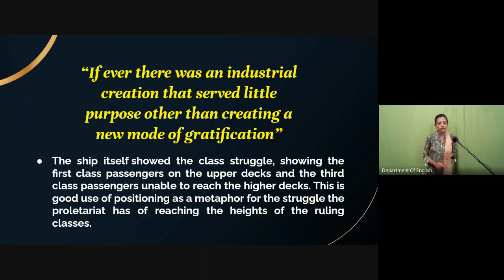So the ship itself shows the class struggle, showing the first class passengers on the upper decks and the third class passengers unable to reach the higher decks. So this is a good use of positioning as a metaphor for the struggle. The proletariat is reaching for the highest of the ruling classes.